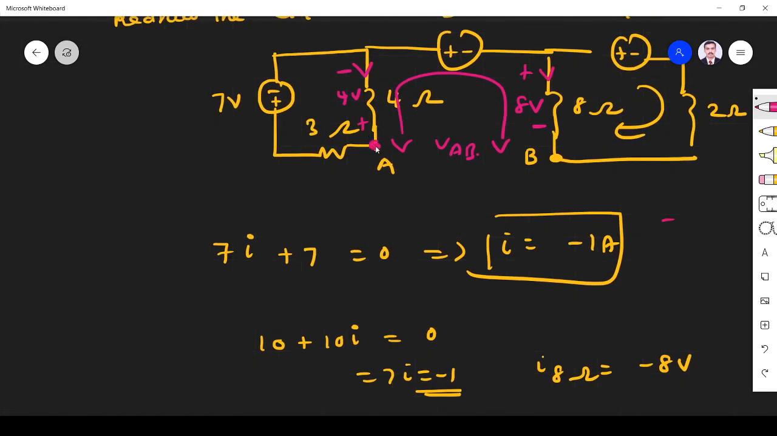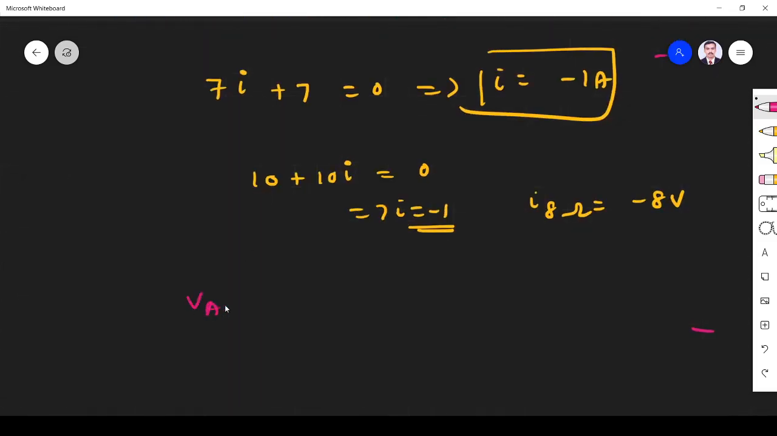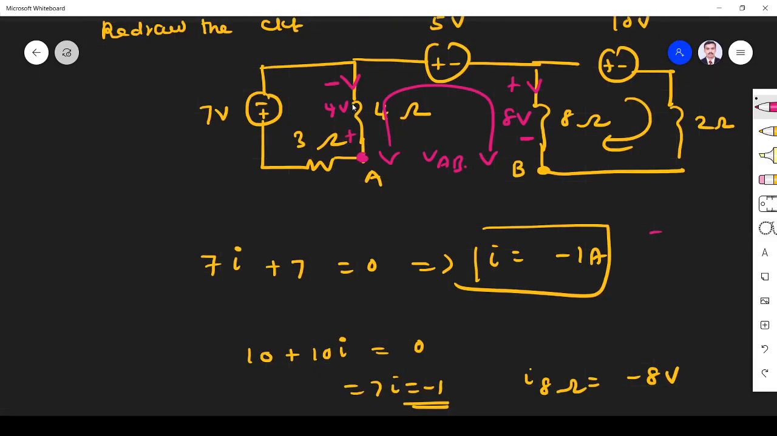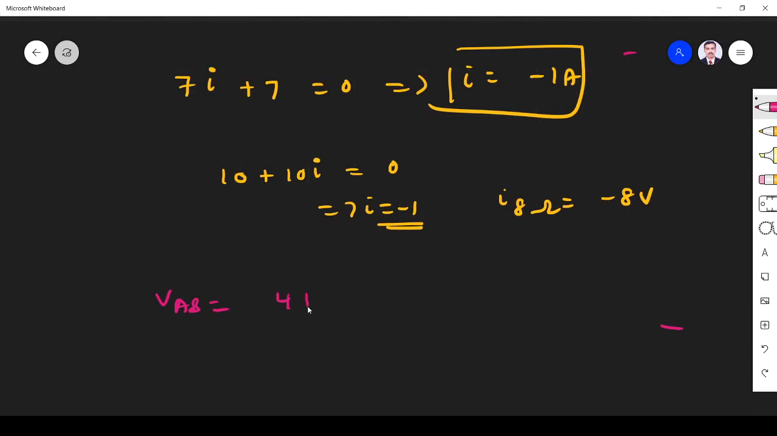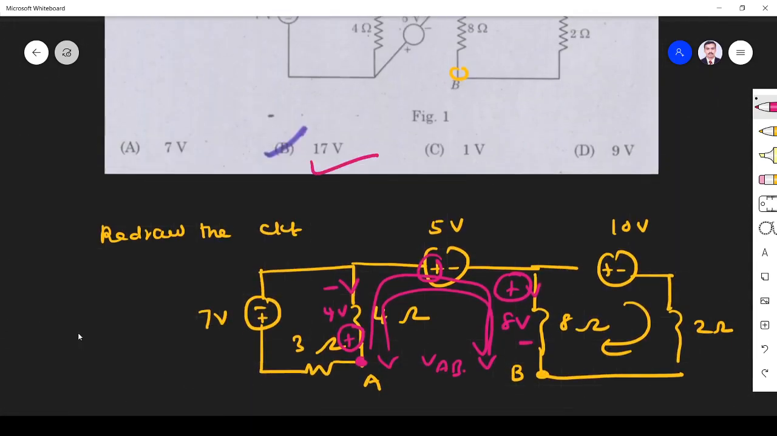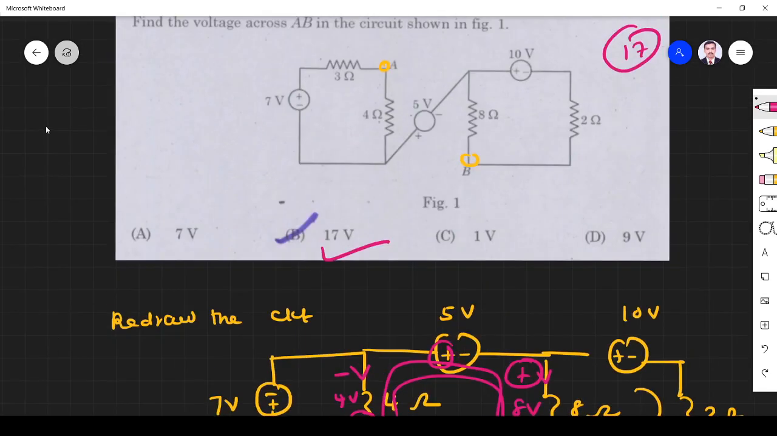Okay, now I want to find A to B. So from here I have to start. Here what is the drop? 4 volt. So VAB. Here it is 4 volt plus 5 V. Here it is meeting plus first. It is the way I am going. So 4 plus 5 plus 8, 17 volt. Right? So the option is option B. The voltage between A and B is 17 volt.